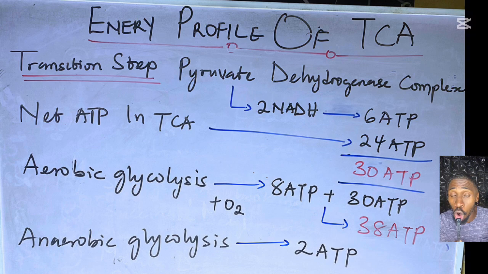But if there is no oxygen or the oxygen level drops, don't forget, we'll form 2 ATP. Why? Because our 8 ATP formed from aerobic glycolysis, when we form pyruvate, is shunted to form lactate. By then we are losing 6 ATP. 8 minus 6 will be giving us 2 ATP. So if there is no oxygen, you'll be forming 2 ATP. But with constant supply of oxygen, glycolysis will continue as the TCA cycle to form 38 ATP.